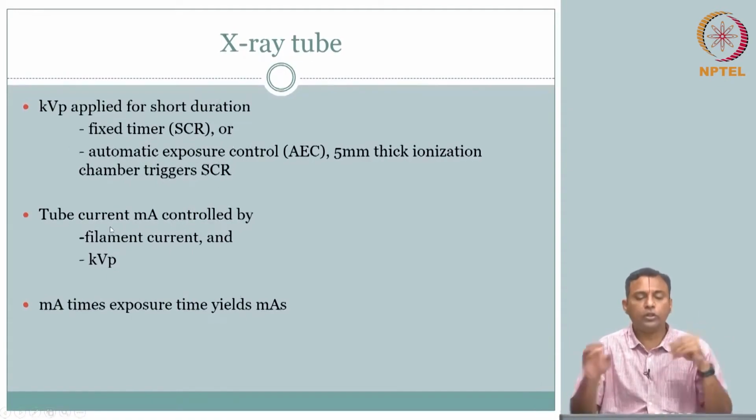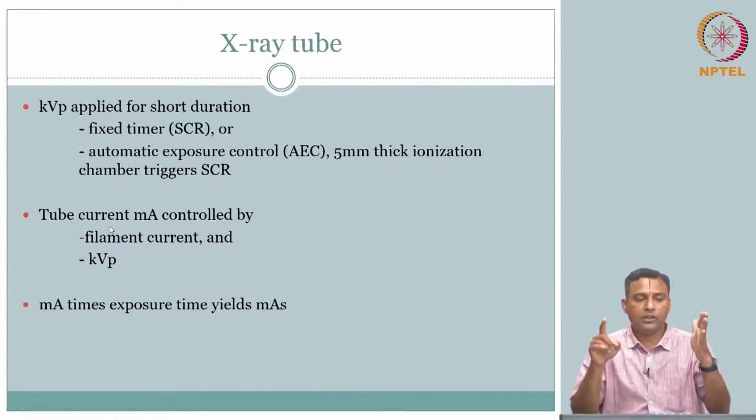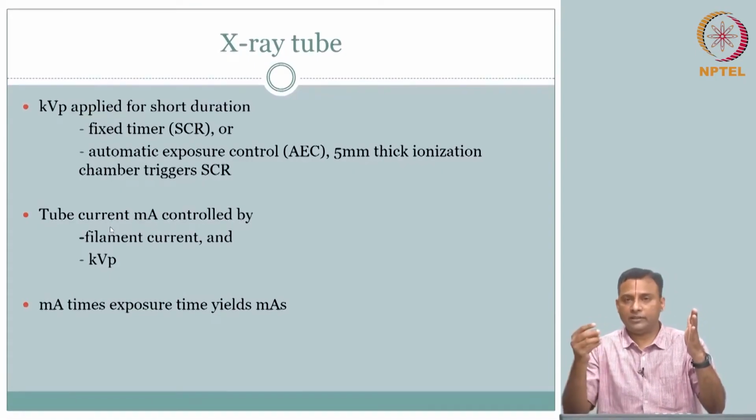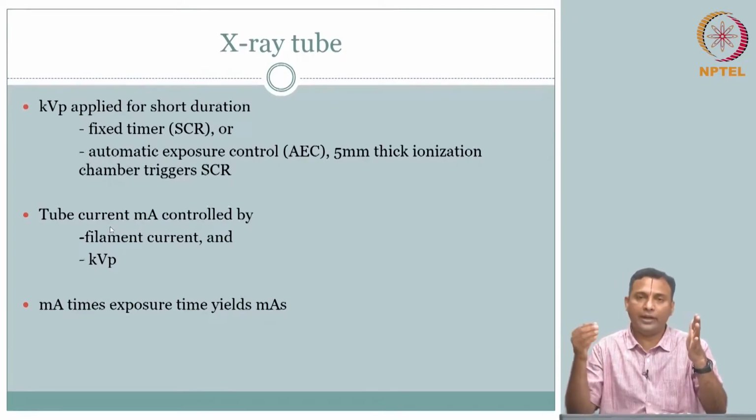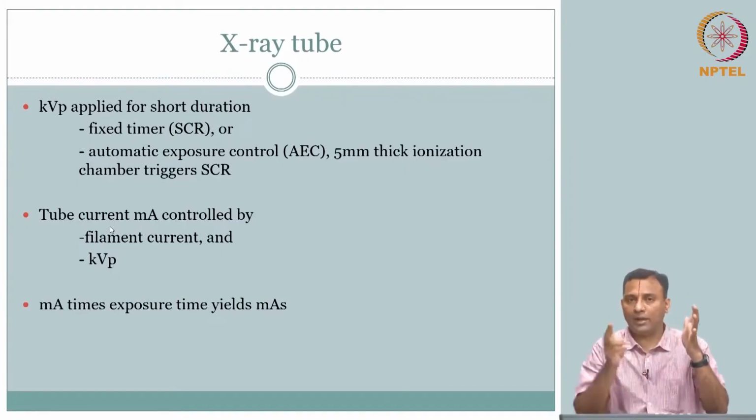So, that is one control. The other control is tube current. We talked about tube current. Tube current is important, right? Because the electrons flowing in the tube gain some energy and hit, and X-rays come out. So, controlling the tube current is important.